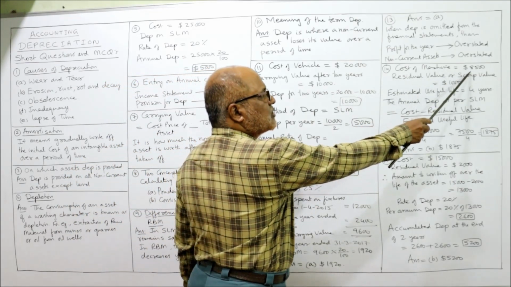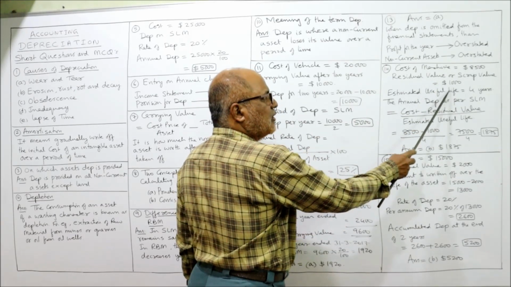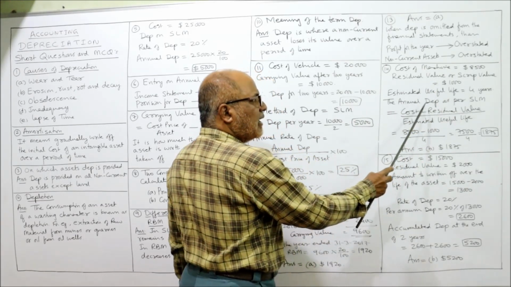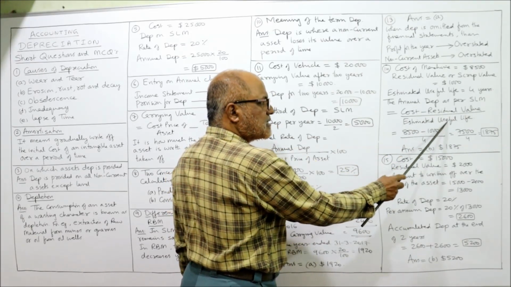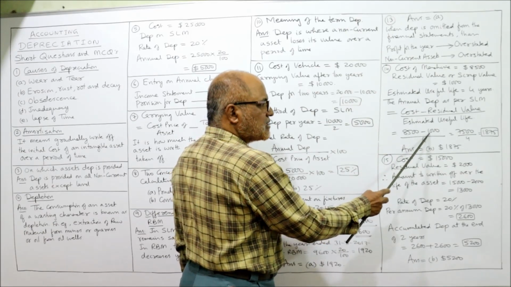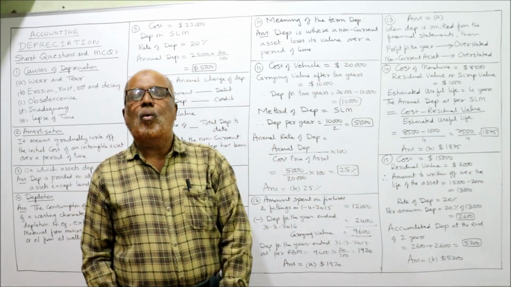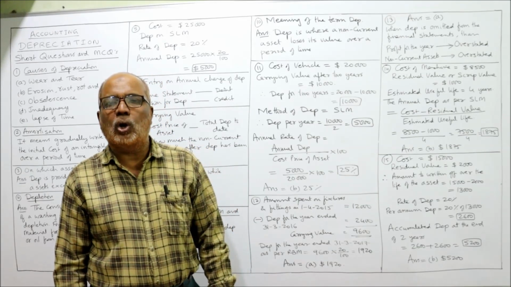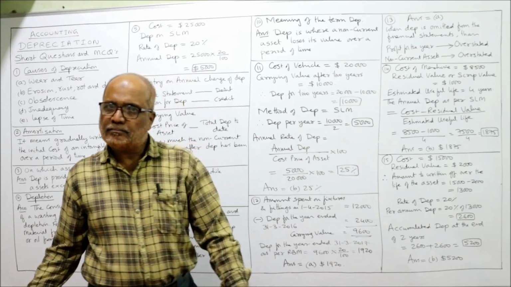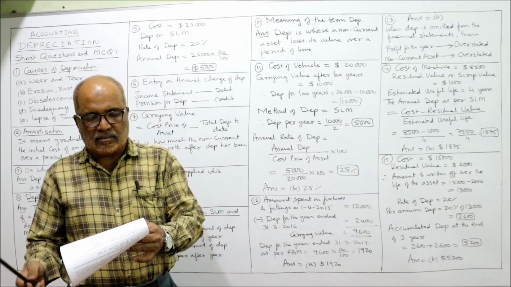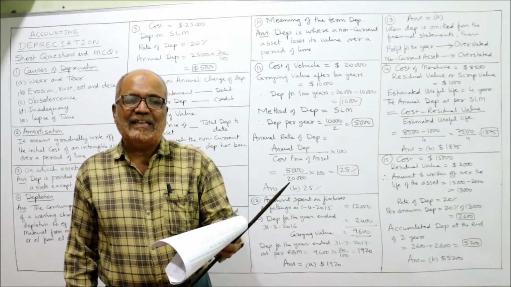Cost of the machine 8,500, residual value or scrap value 1,000, estimated useful life 4 years. The annual depreciation as per the straight line method is cost minus residual value divided by estimated useful life. 8,500 minus 1,000 divided by 4. The answer is 1,875. $1,875 is the annual depreciation according to SLM. That's it. Now the 15th.